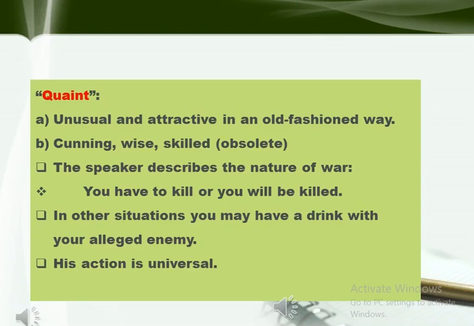Another point that we should bear in mind is that quaint has two meanings. Firstly, it means wise, cunning, skillful, skilled, and expert, and this meaning is obsolete, out of date. We don't use this word with this meaning anymore nowadays. Secondly, it means unusually attractive.